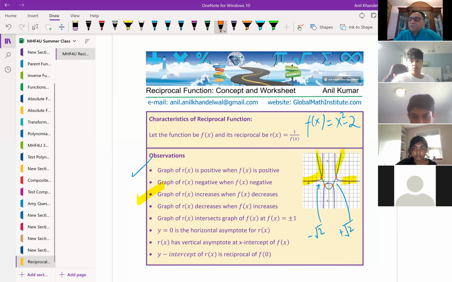So if I give you the function and I tell you to draw the reciprocal of its function, the first thing you will do is mark those points which I have marked in orange. They are at plus and minus 1, correct? Does it make sense to you? Simple as that, correct? Next point.